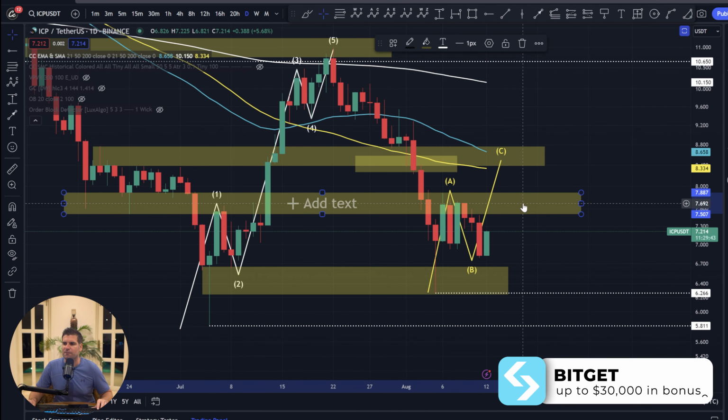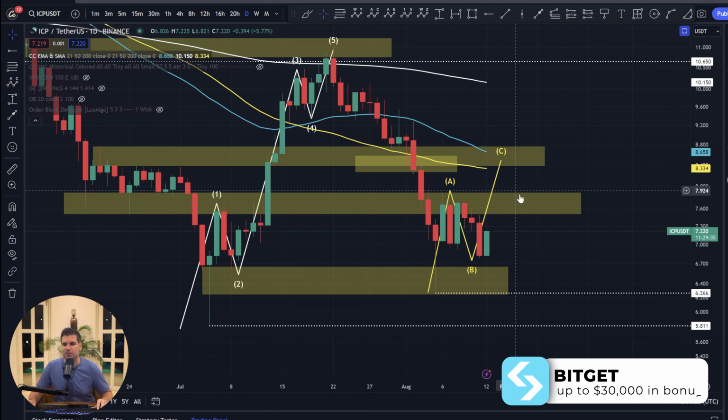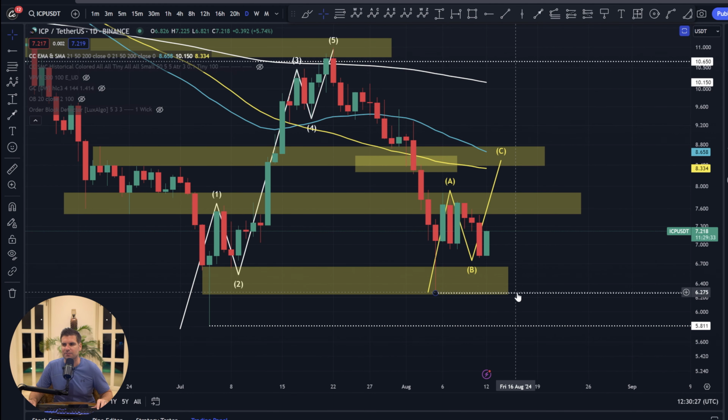So this is going to be the first area that we're going to really have to try to push our way through if we want to see some form of good price action and push to the upside. Failure to do so, unfortunately, probably will lead us more to the downside.